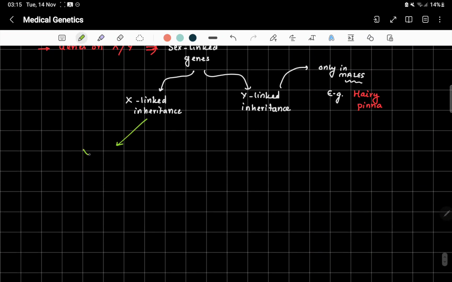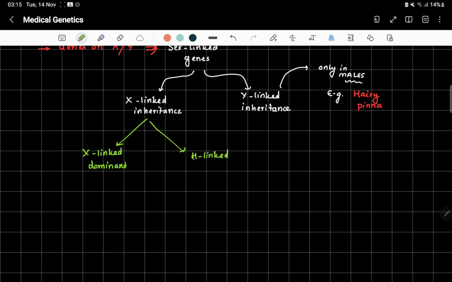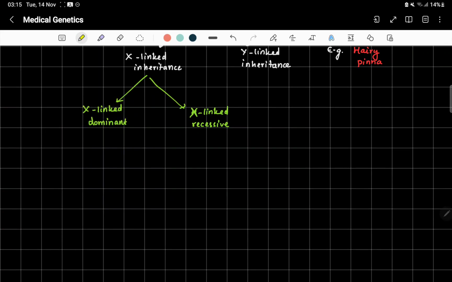So we have X-linked dominant traits and X-linked recessive traits. For the X-linked dominant traits, we have three diseases which you can remember: Rett syndrome, lissencephaly, and hypophosphatemia. You can write these as examples of X-linked dominant. Just remember these three examples.